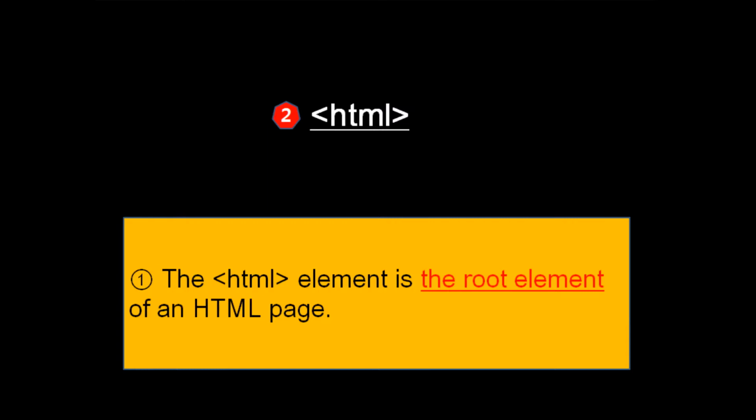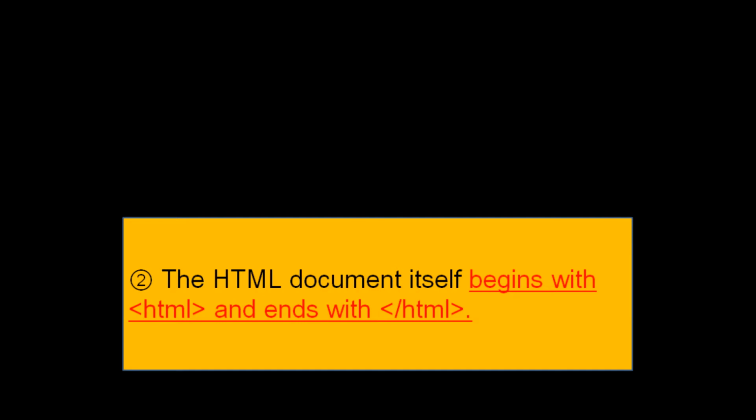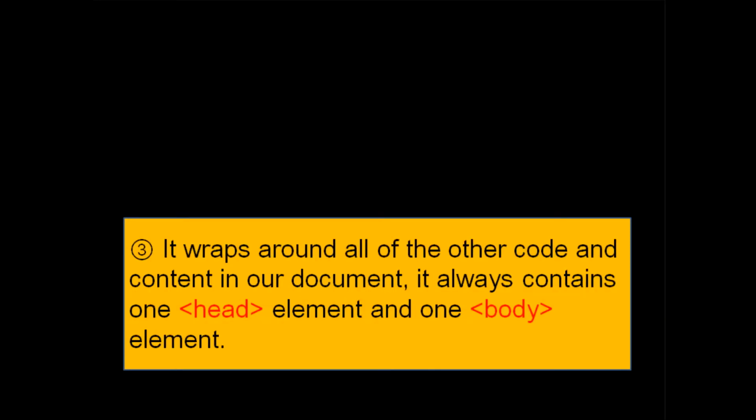Second, description of html. 01. The html element is the root element of an HTML page. 02. The HTML document itself begins with <html> and ends with </html>. 03. It wraps around all of the other code and content in our document. It always contains one head element and one body element.